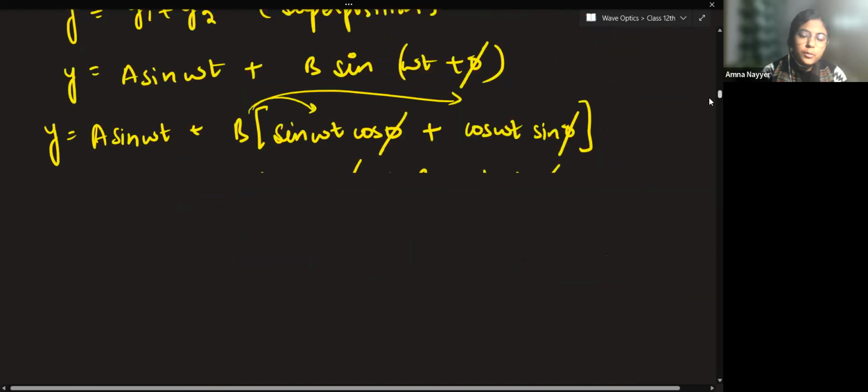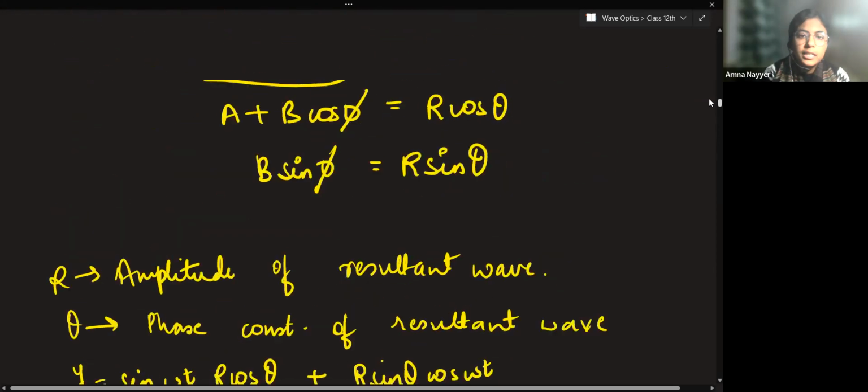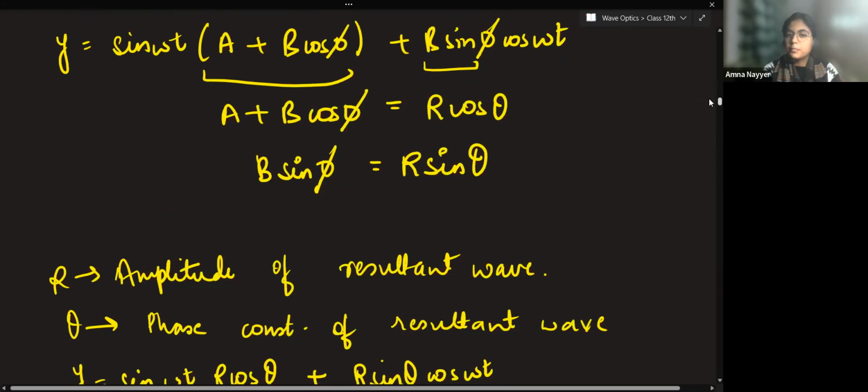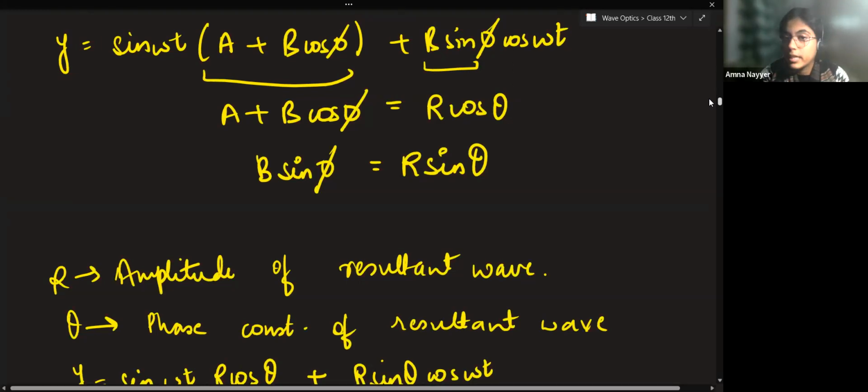Right? We did the equation of the resultant wave, that was r y is equal to r sine omega t plus theta. Now see, here we had taken a plus b cos phi as r cos theta and b sin phi as r sin theta. See, if we square it and add it, we can get the amplitude of resultant wave. Right now, we are just considering that amplitude of resultant wave is capital R.